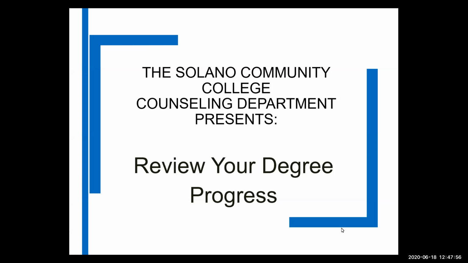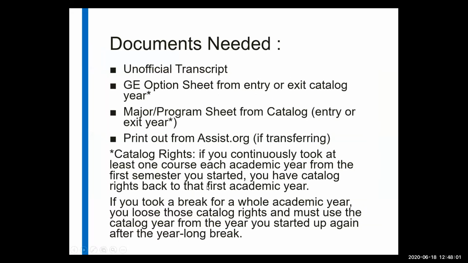So the first thing you need to do is make sure that you have all the necessary documents. The documents you would need are your unofficial transcript, the GE option from the entry or exit catalog year, if you're doing an associate's degree, and also your major program sheet, again, from the catalog entry or exit year. And if you are transferring, you will also probably want to use assist.org. I will walk you through all of these steps.